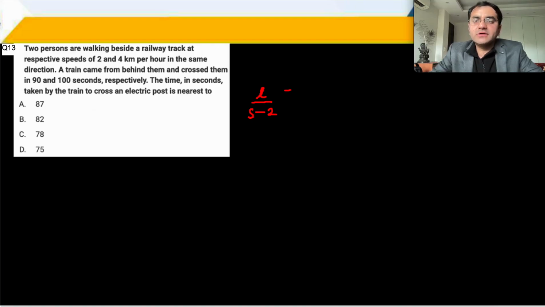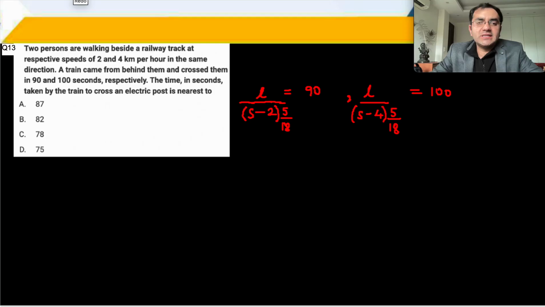I want to convert the speed, therefore time 90 आ गया, but the speed should now be converted into meter per second. So let me multiply by 5 by 18. We know converting kilometer per hour to meter per second, we multiply by 5 by 18. Similarly, for the second person also, train covers its own length. S minus 4 is the relative speed into 5 by 18 will now take 100 seconds. The question is asking time taken by the train to cross an electric post. Length of train L meters. Electric post, speed of train S converted to meter per second. So 2 equations, 2 variables. Solve for L and S and get the answer.